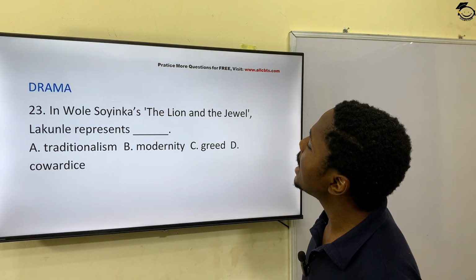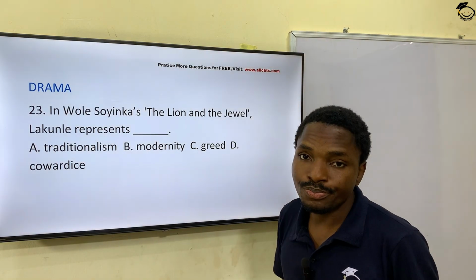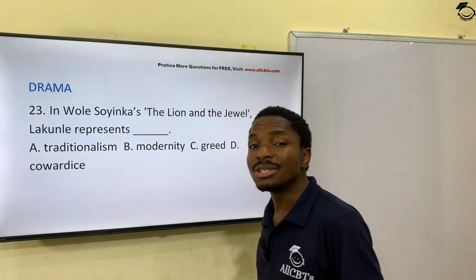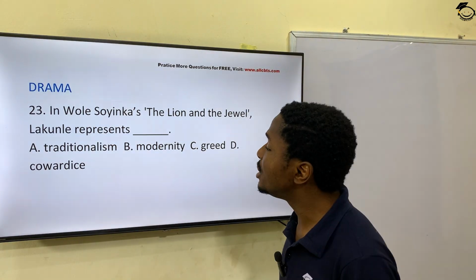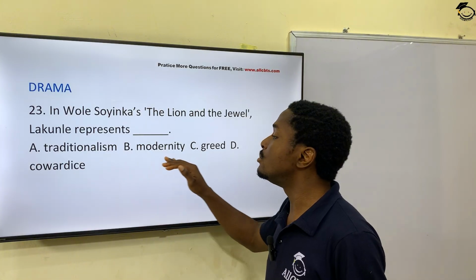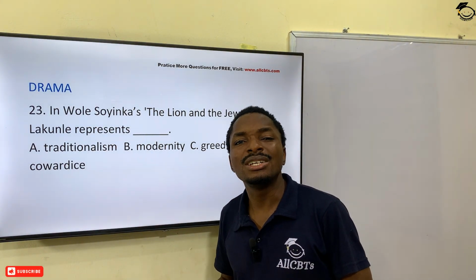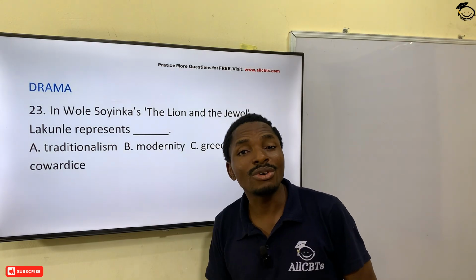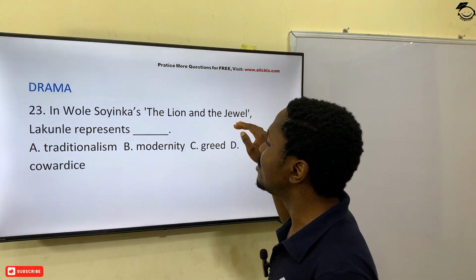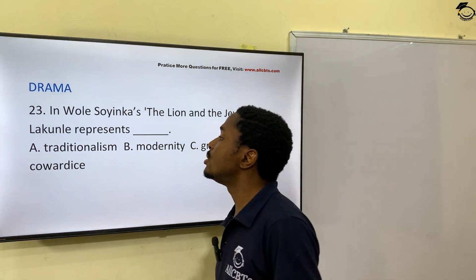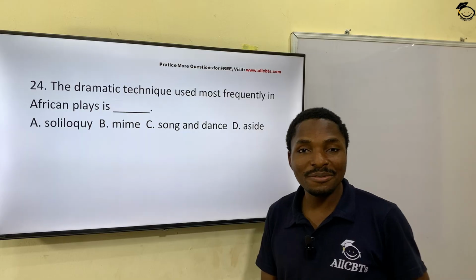In Wole Soyinka's The Lion and the Jewel, Lakunle represents dash. So Lakunle was a teacher, a modern teacher. So he represents modernity. He refuses tradition and cultural locality in that writing by Wole Soyinka, The Lion and the Jewel. All right, question 24 now.